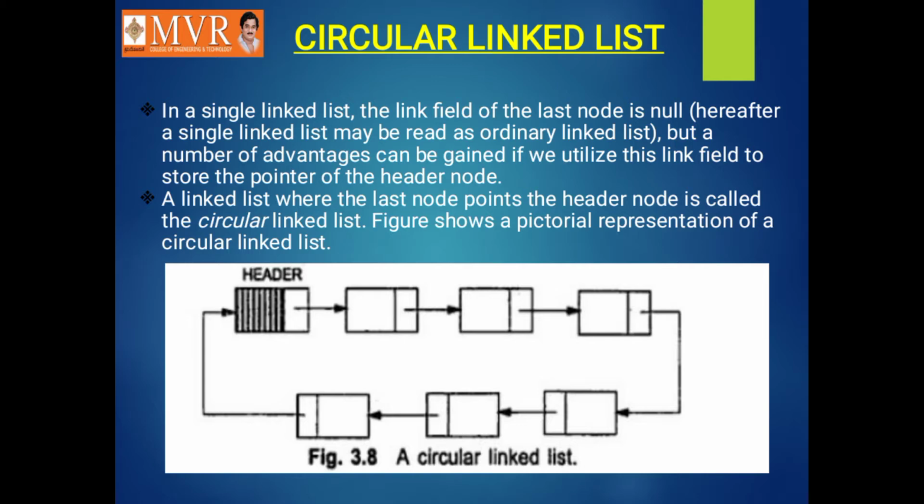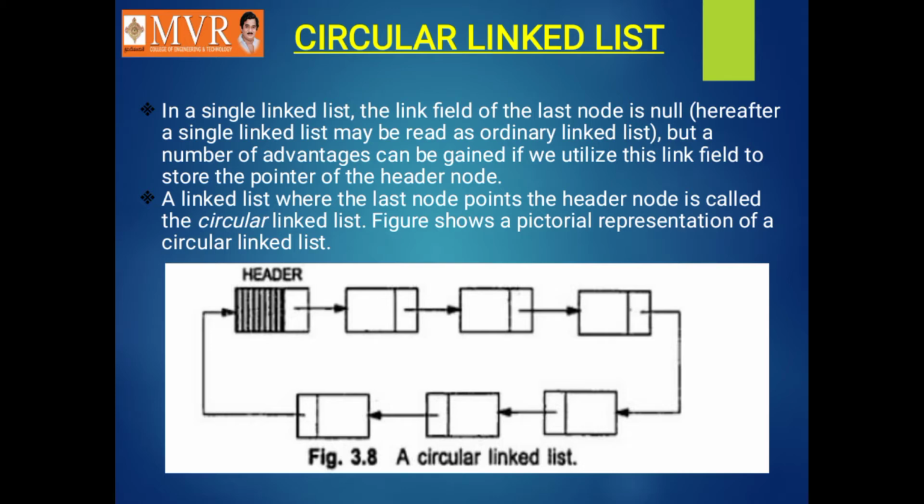Searching becomes very easy if we insert a link between the last node and the first node. We can also traverse easily. We can also search for an element in the list easily. A linked list where the last node points to the header node is called a circular linked list. That is, here the last node will point to the header node, and this type of linked list is known as the circular linked list.